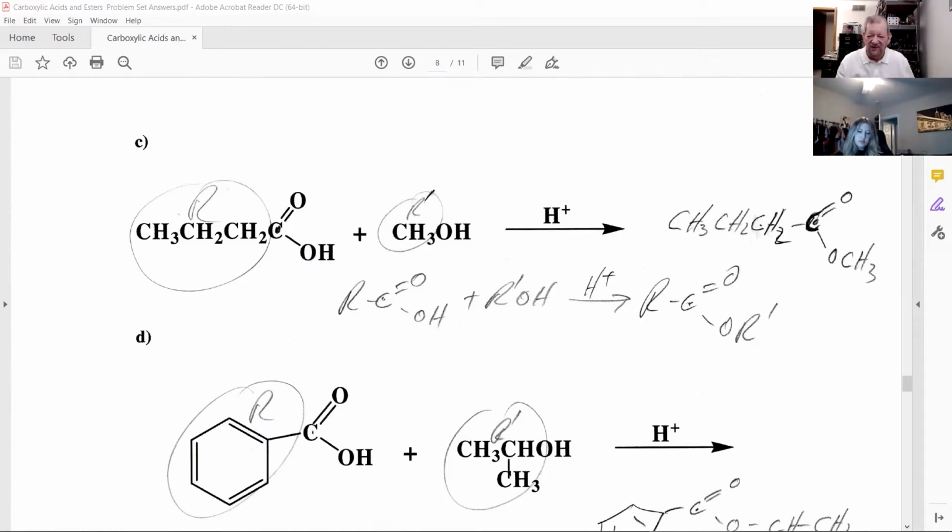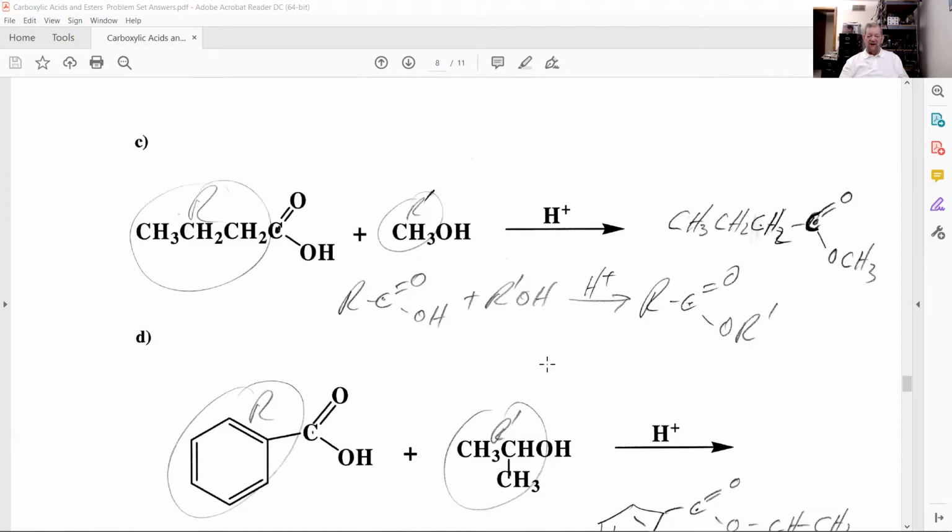Now, question is, give the organic product or products for the following. And if we look at this one, what do we have? What's different? R, carbonyl, hydroxyl group, carboxylic acid. Ooh, a second organic molecule, ROH, alcohol. H plus is acid catalyst. And what do you get? An ester. What's R? 3 carbons. What's R prime? 1 carbon.